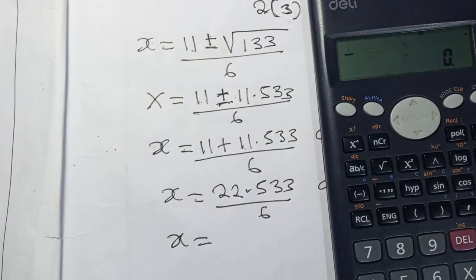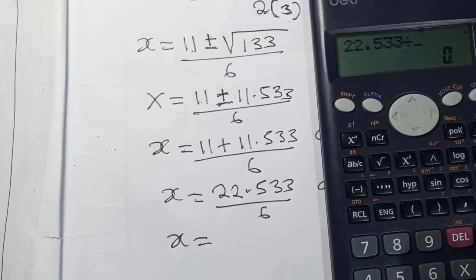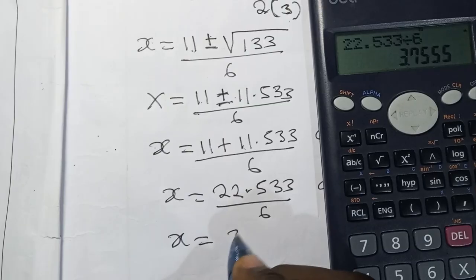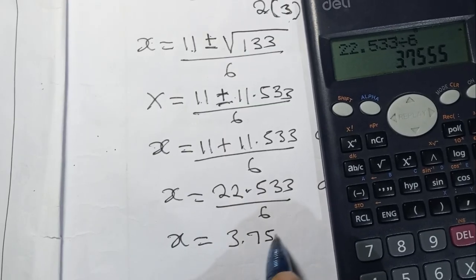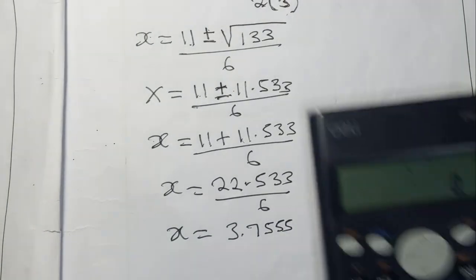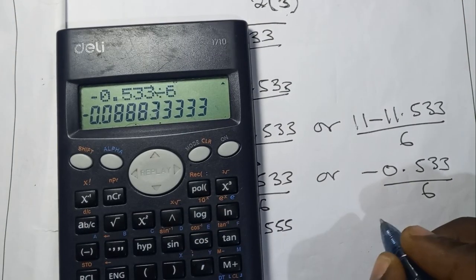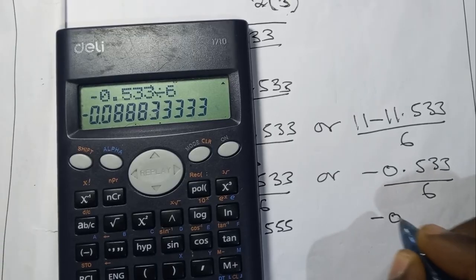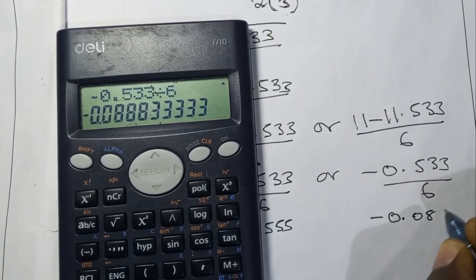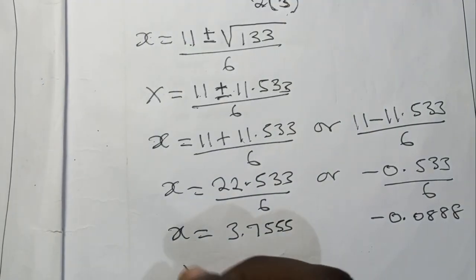For the first answer, you punch 22.533 divided by 6. Look at the answer: it is 3.7555. Also you punch negative 0.533 divided by 6. We have something like negative 0.0888. So we have two answers.